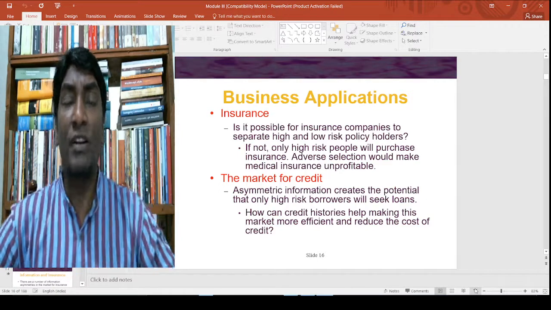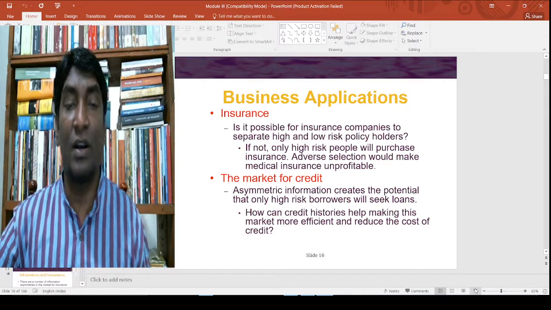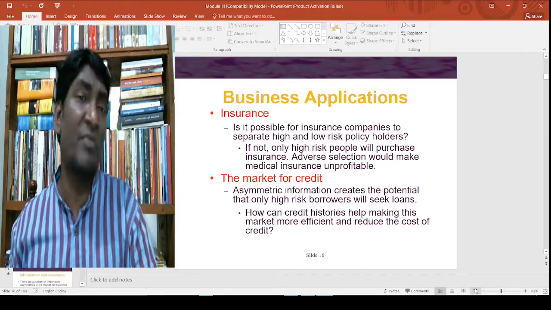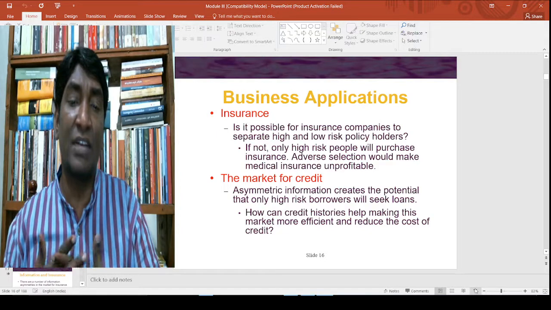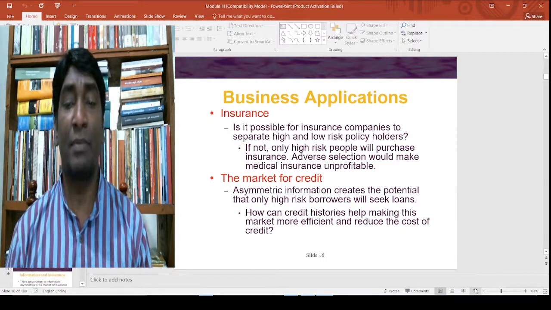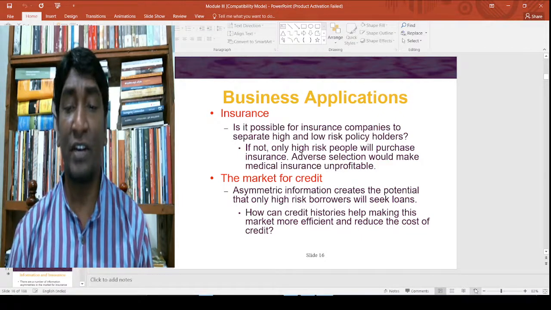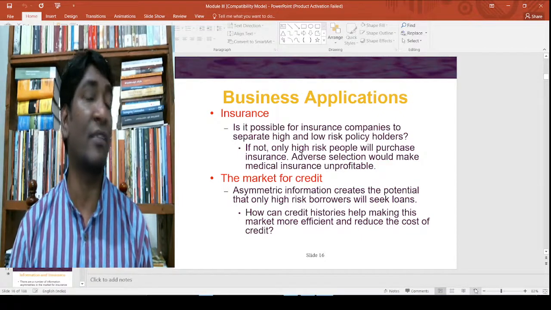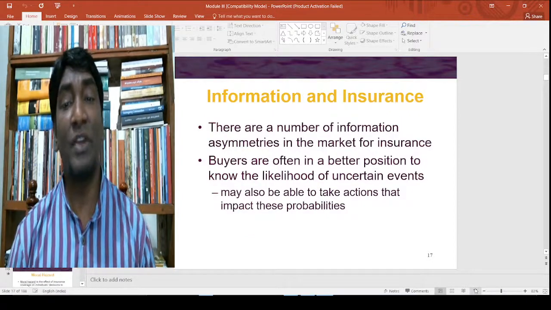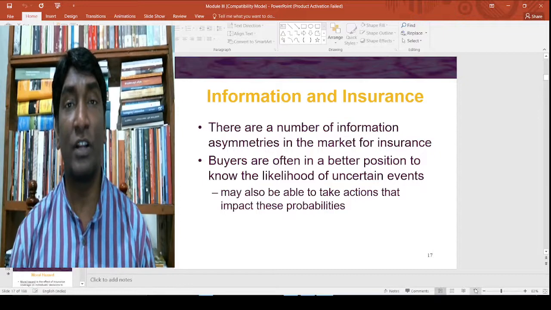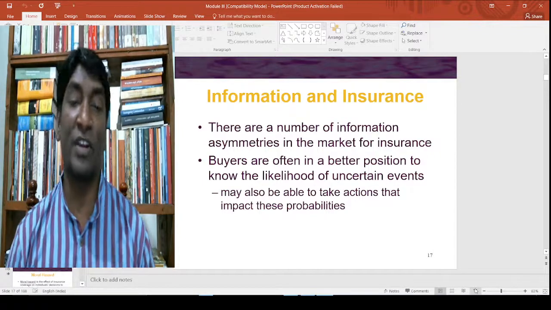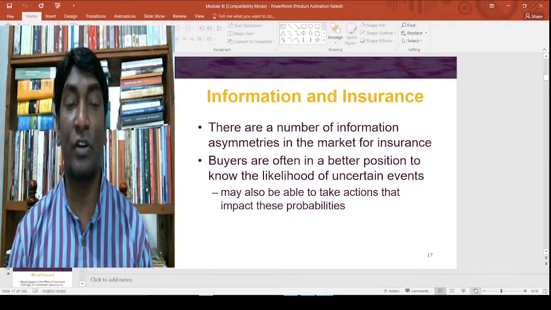The market for credit, on the contrary, gives a very different case. Asymmetry of information creates the potential that only high risk borrowers will seek loans. How can credit history help make this market more efficient and reduce the cost of credit is the kind of thing people were looking into. And information and insurance are therefore very closely related. There are a number of information asymmetries in the market for insurance.